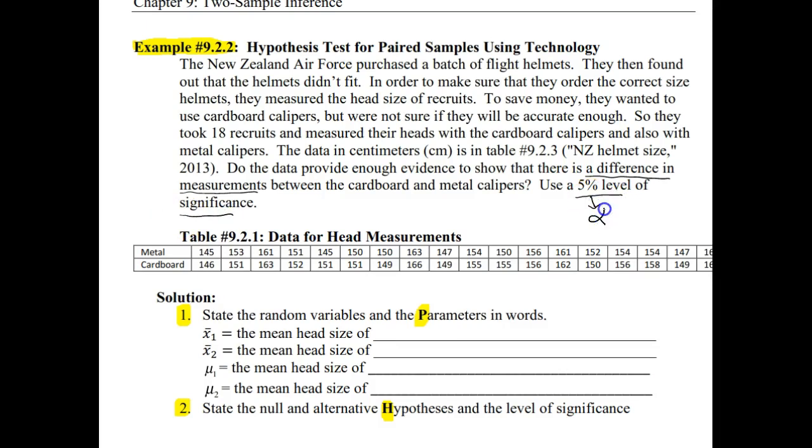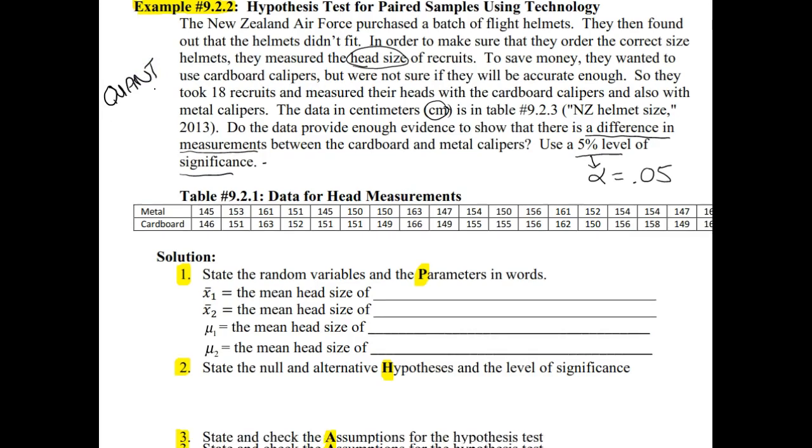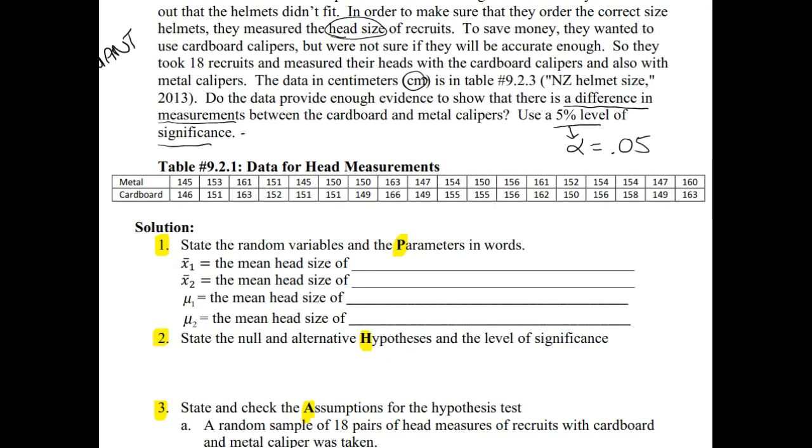Okay, so that is our alpha value there, 0.05. And in this case, we were measuring head size, and they told us it was in centimeters. So we know here that we do have quantitative data. So again, for hypothesis tests, we're going to follow through the steps of PHANTOMS again.